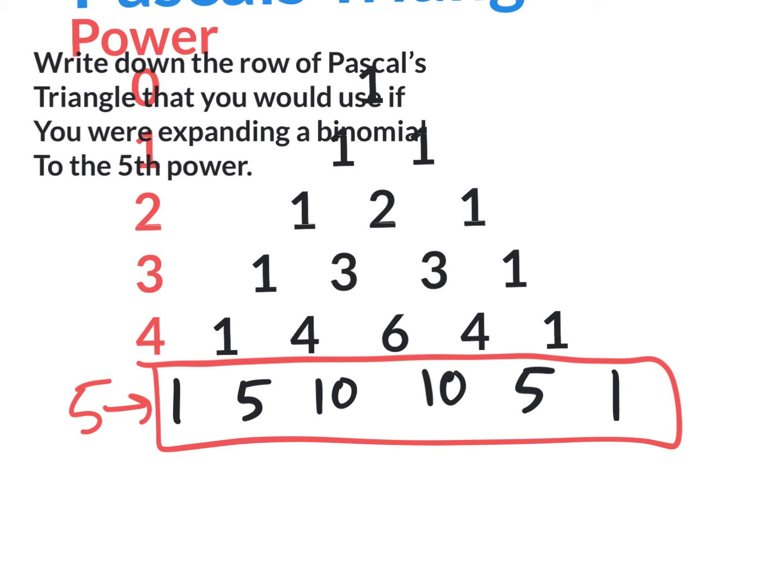If you wanted to go to the next one, 5 plus 1 is 6 right here. 15, 20, 15, 6, and ones on the outside again. You could expand as far as you want, right? Let's try a question that's going to be on the test.